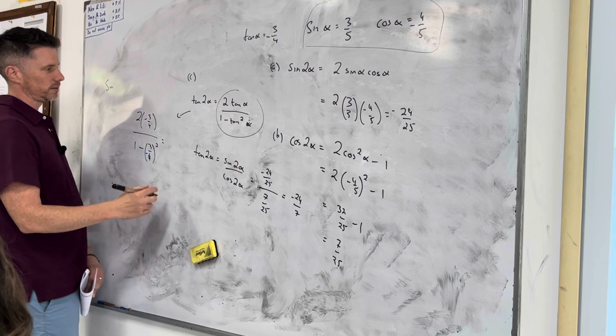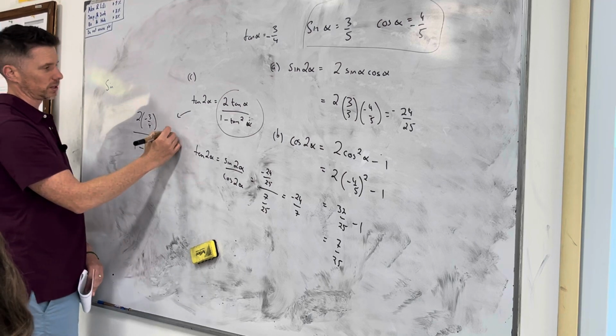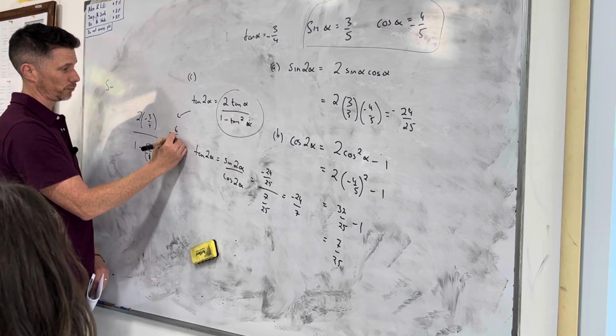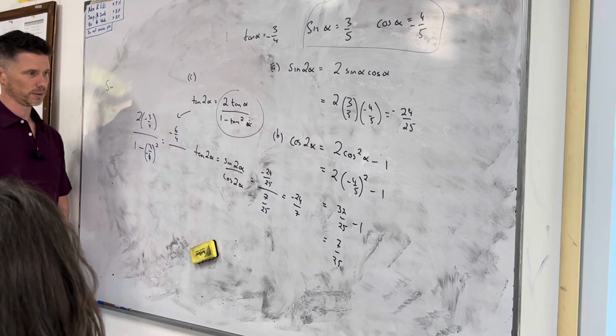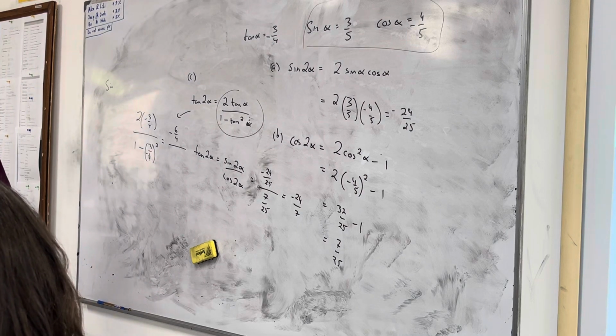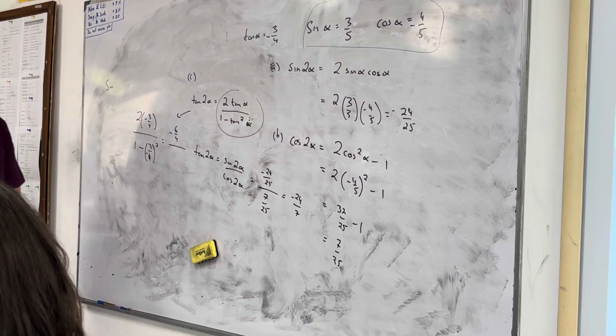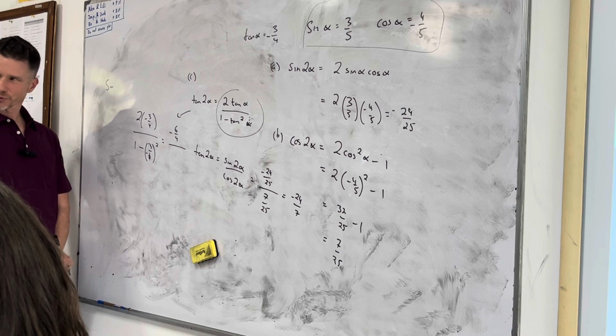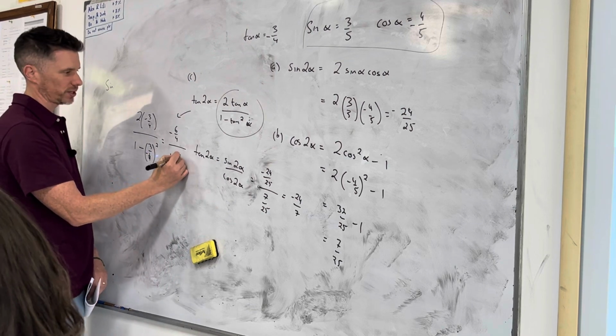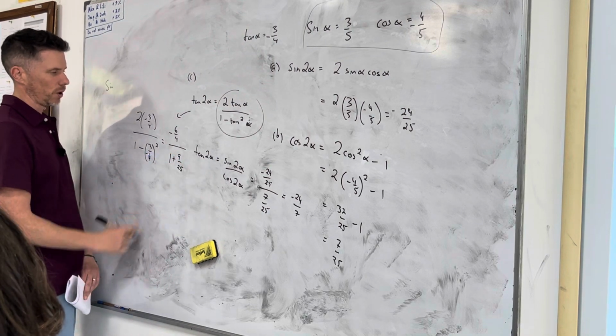minus 6 over 4. So that's 1 plus 9 over 25. Well, let's write it down. 1 plus 9 over 25. Oh, minus, yes.